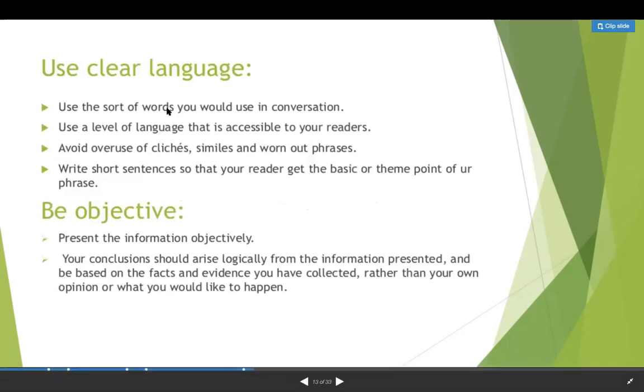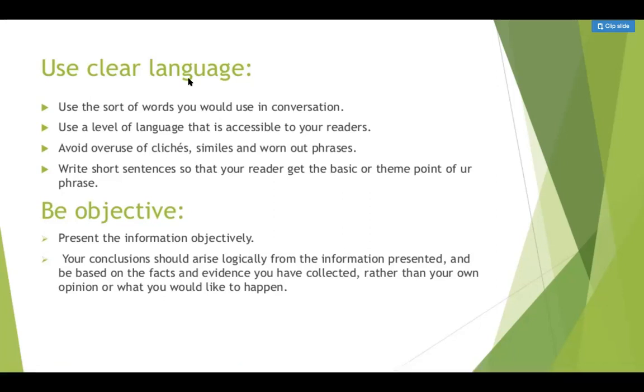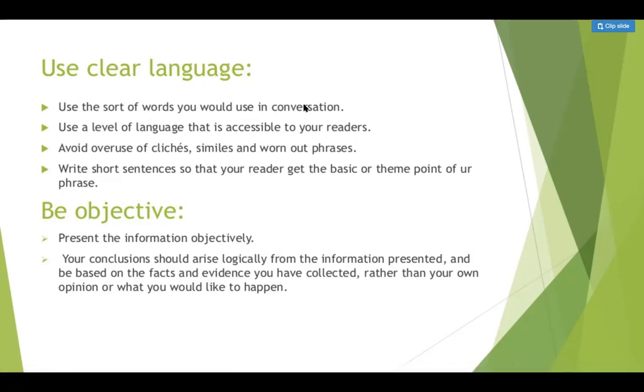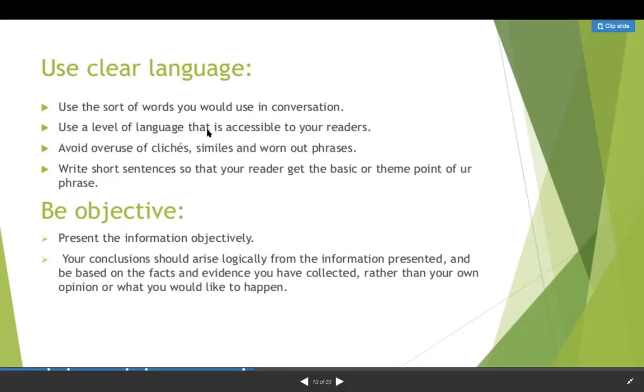Okay, good. And this one is clear language. This checklist here, clear language means that you use your English writing in the right direction. Use the sort of words you would use in conversation, okay? But if you write, you have to control your language into formal writing. It means that it must be polite or appropriate writing. Use a level of language that is accessible to your reader, okay? Avoid overuse of cliche, simile, or set phrases. This one is kind of like in conversation, or idiomatic, things like that.